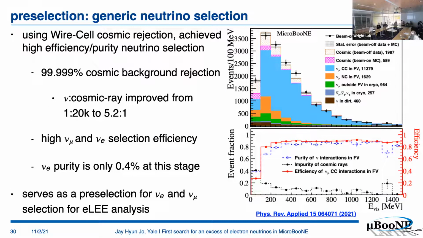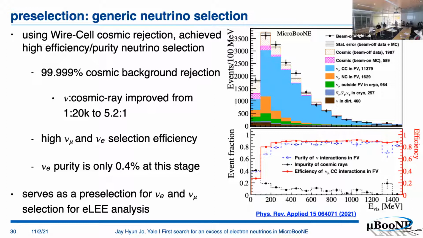Once we have all this information and the energies reconstructed, we now start with the selection. Like I said, cosmic ray events are one of the most dominant backgrounds, and they're really hard to deal with as we are a surface experiment with the long drift time of the liquid argon TPC. But with all these tools from Wire-Cell, the reconstruction and the pattern recognition, we can actually achieve 99.999% cosmic ray background rejection.